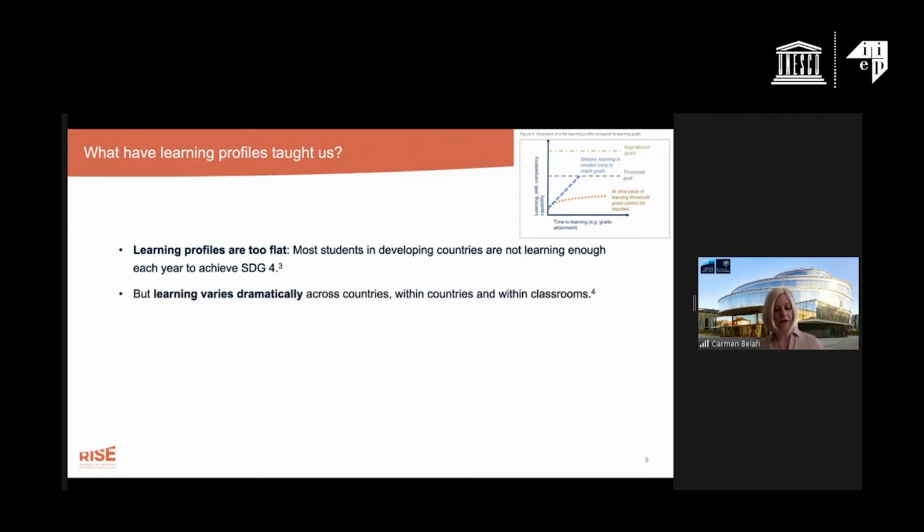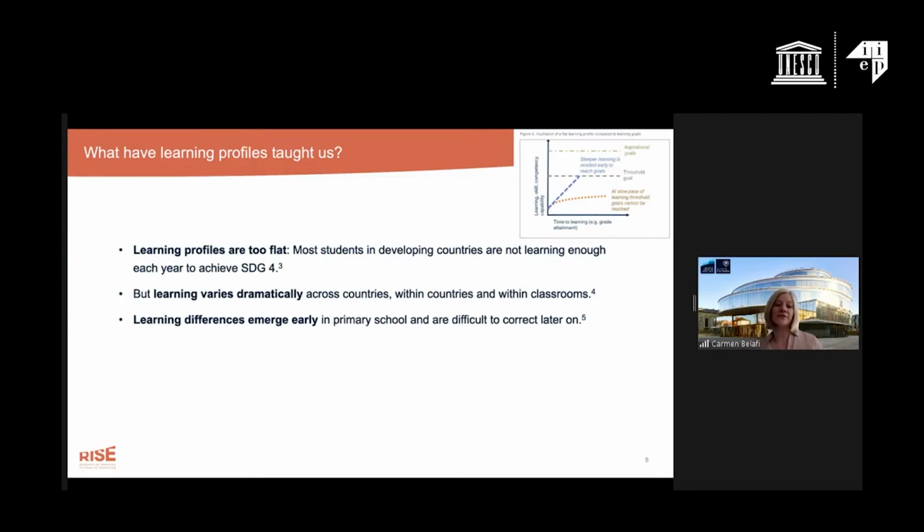Second, learning varies dramatically across and within countries and even within classrooms. An evaluation of the MindSpark program in India, for example, found that students in grade 8 typically span 5 to 6 grade levels in skills and learning, and are on average 4 years behind the curriculum. And that is just tremendous within a single classroom.